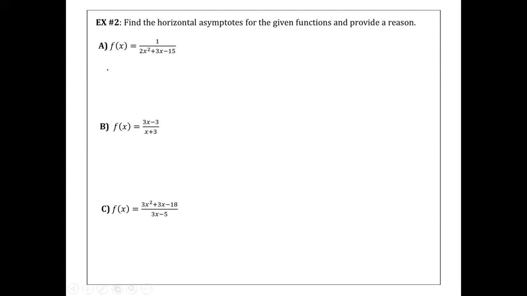It's a case 1. So because it's a case 1, that means that we know that the degree of the numerator is less than the degree of the denominator. So our horizontal asymptote is where? At y equals 0. So then and therefore, I'm going to be professional. Then and therefore, our horizontal asymptote is at y equals 0.